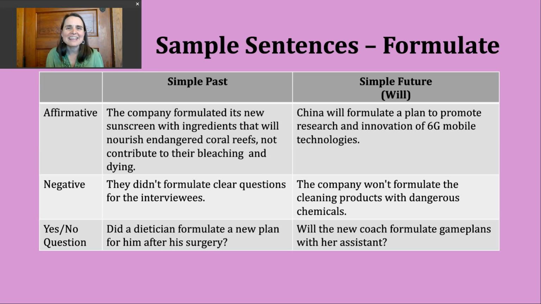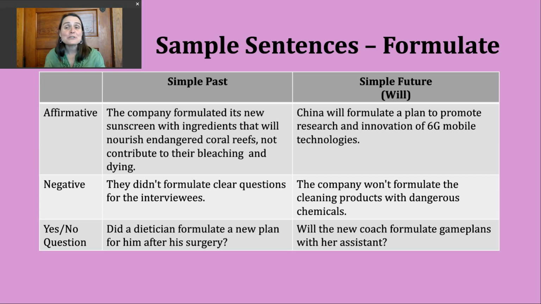So let's read that last example question. Did a dietitian formulate a new plan for him after his surgery? Sometimes people will have certain medical conditions that require surgery, and then post surgery, they may need to change their diet to help with their recovery, or it could be just a complete lifestyle change post surgery.